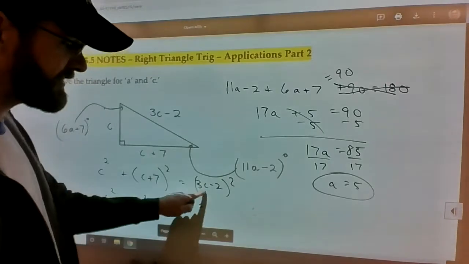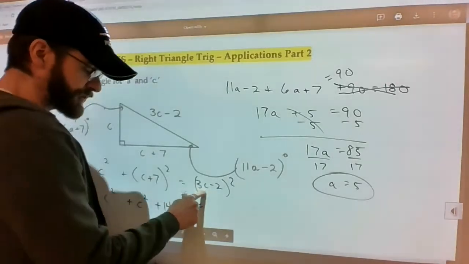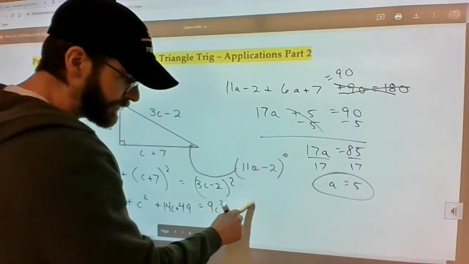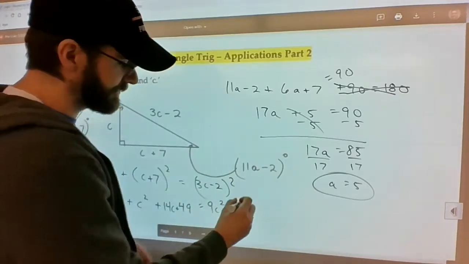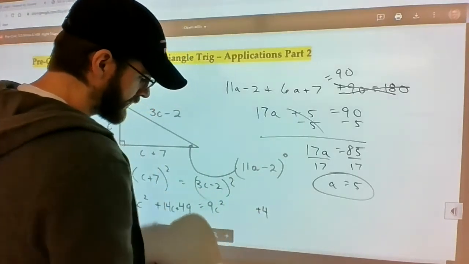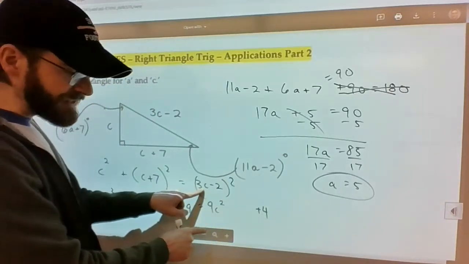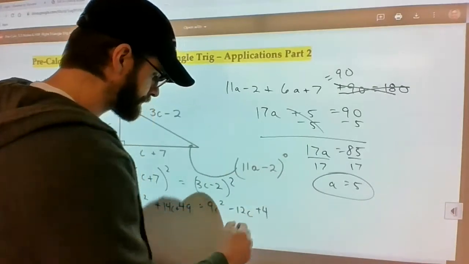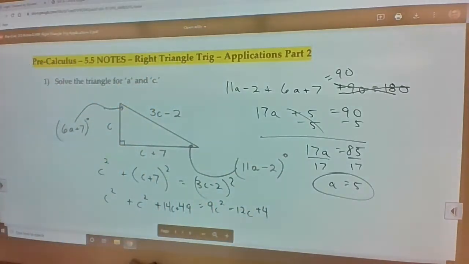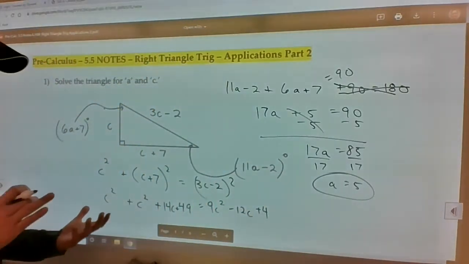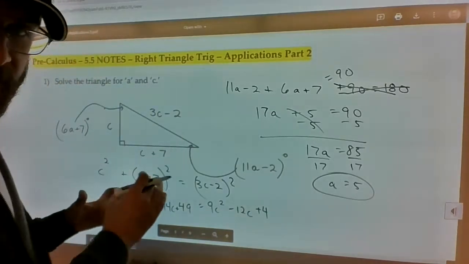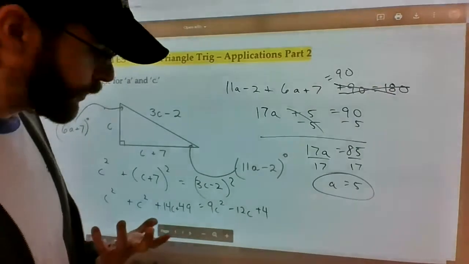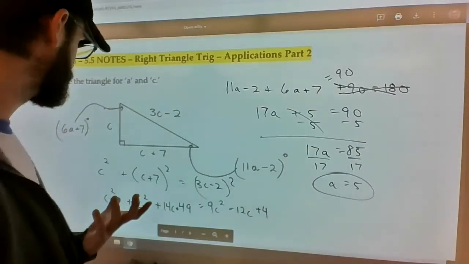And then you can use that same shortcut over here. Square that, 9c squared. Square negative 2, it turns into a positive 4. Double 3c times negative 2, that's negative 6c. All right, at this point, you can combine like terms on either the right-hand side or the left-hand side, and probably we're going to have to use the quadratic formula or factoring on this.